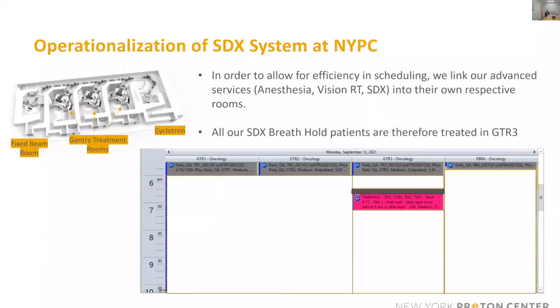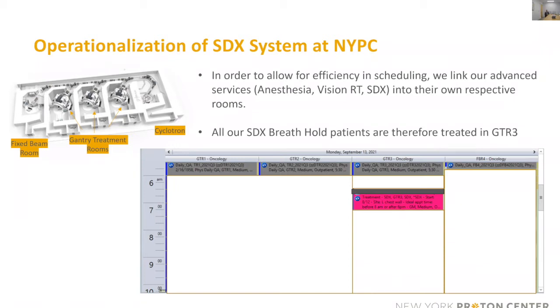And we've utilized the SDX system, as I was mentioning, very deeply in our clinical workflow here at the York Proton Center. And it's taken a lot of operationalization of how we've included it into our workflow, into the patient experience, and obviously into the scheduling. In an effort to allow for increased efficiency in scheduling, what we have found in the year and a half, almost 2 years now, of our experience at NYPC is that it's most efficient to dedicate one of our gantry rooms to the SDX system. And I'll show you why that's important.